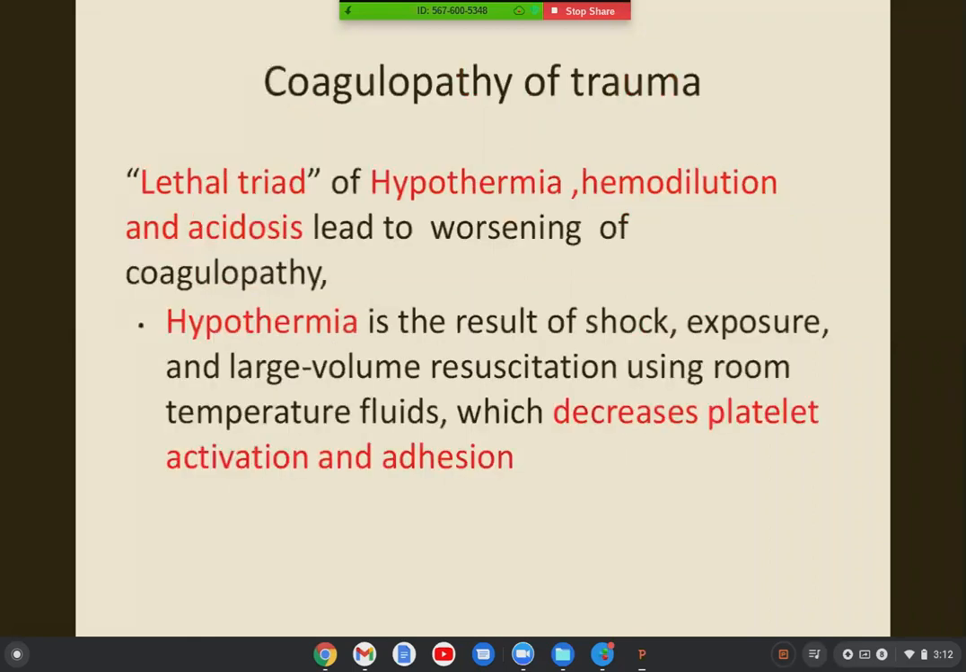Because when you transfuse a lot of blood, coagulopathy of trauma starts happening. There is hypothermia, there is hemodilution and acidosis, which further lead to worsening of coagulopathy. Now, hypothermia is a result of shock because of blood loss, exposure because the child is young, small, a lot of heat loss is happening, and large volume resuscitation using room temperature fluids, which decreases platelet adhesion and activation.